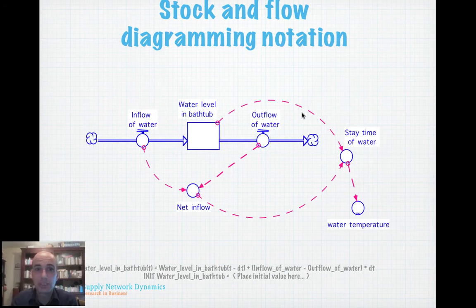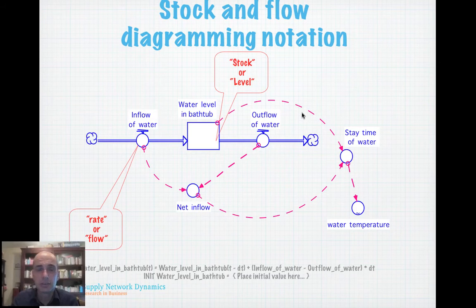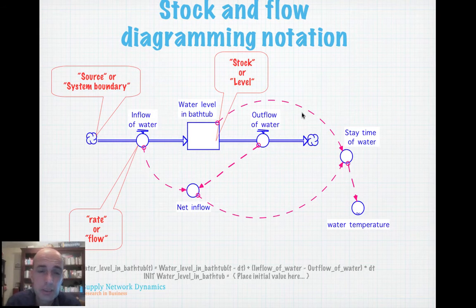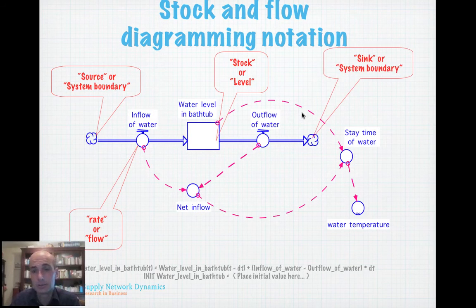A little bit on notation. So we have a stock or a level, the rectangle. The circles with the double arrows are the rates or the flows. We use rates and flows as interchangeable terms. And when we're not particularly interested in what's happening, we use this kind of cloud symbol for the source or the system boundary, and you could call it a sink if there's really an outflow flowing into it.